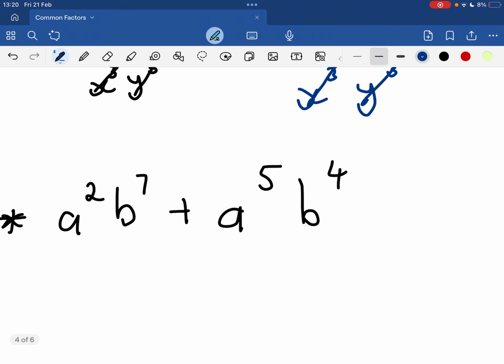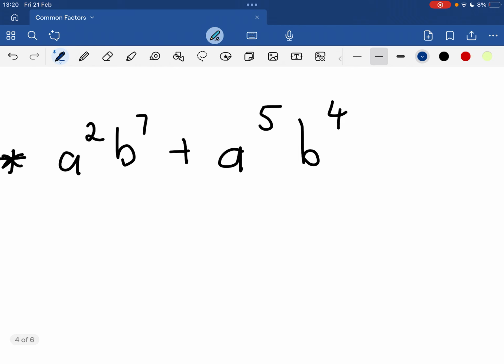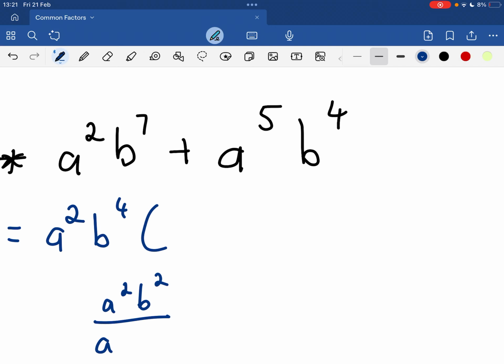Great. What about in this example? a squared, b to the 7, plus a to the 5, b to the 4. Well, our common factor would be a squared, that's the smaller of these two, and b to the 4, that's the smaller of these two. If you have a squared and b to the 7, that first term, and you divided it by our common factor, a squared and b to the 4, the a squareds would cancel away.